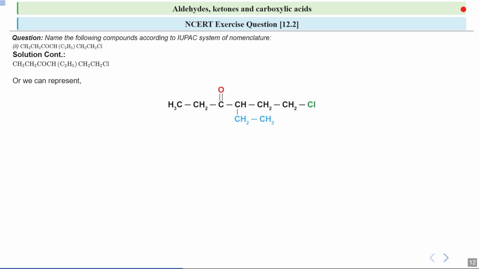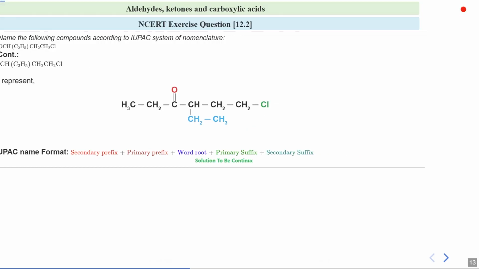So you can see over here we have this C double bond O. On this carbon an ethyl group is attached, and also to this carbon a chlorine is attached. Now let us see the general IUPAC name. First is the secondary prefix, then the primary prefix, then the word root, which is followed by the primary suffix, and then the secondary suffix. So we follow this general format.